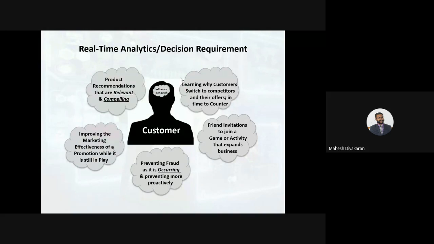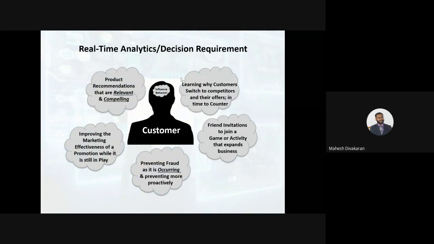So, you might remember this slide: real-time analytics decision requirements. As a customer, we have a lot of influencers around us, so we will get some product recommendations. If you check your mails daily, you are getting product recommendations there, and they should be relevant. Then only customers will look at that recommendation. And improving the marketing effectiveness of a promotion.